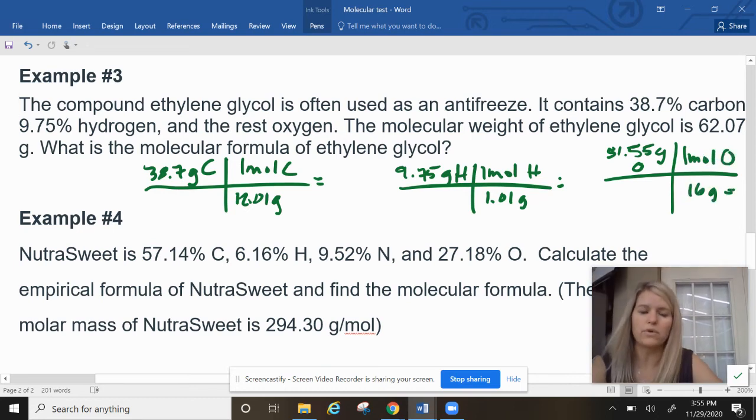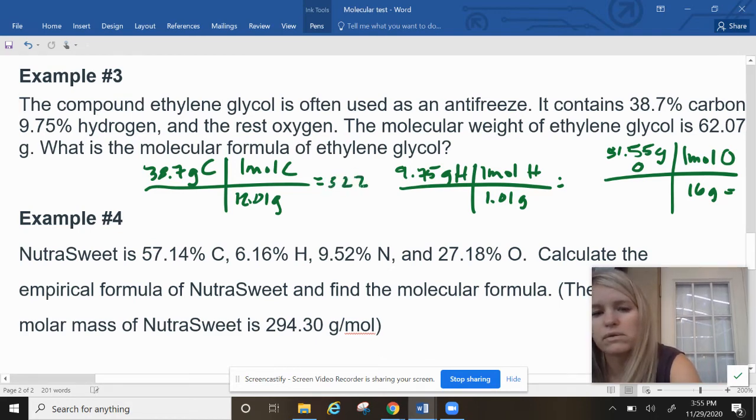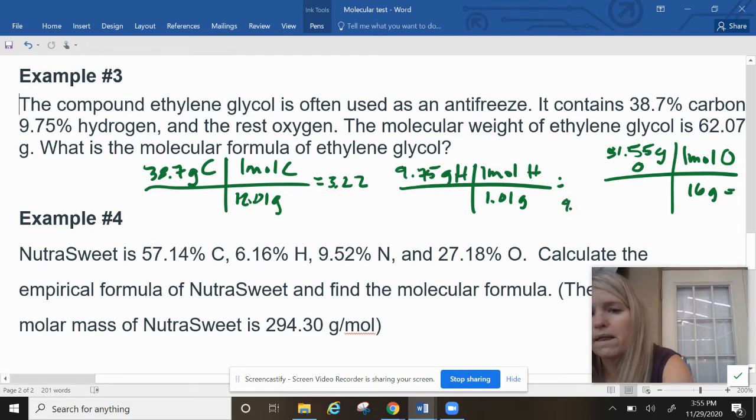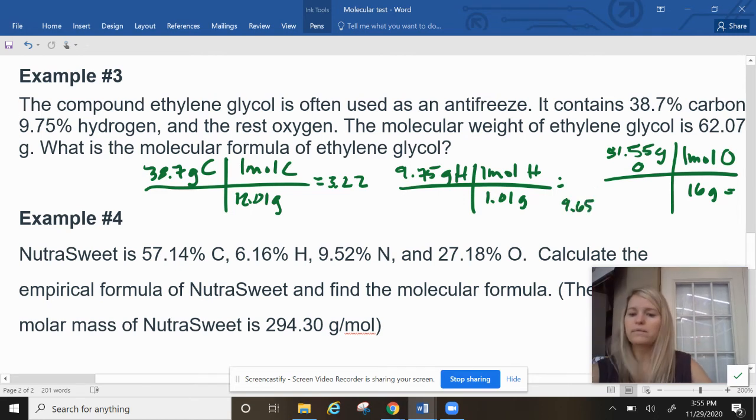All right, so let's calculate these real quick. So 38.7 divided by 12.01, and that's going to give us 3.22. Let's do 2 decimal places this time. I'm getting lazy. Okay, 9.75 divided by 1.01 is 9.65. And then 51.55 divided by 16 is 3.22.